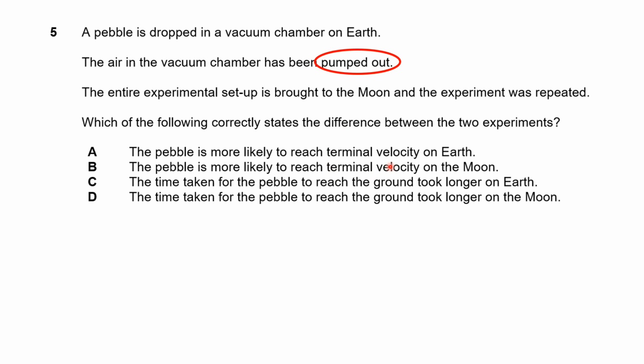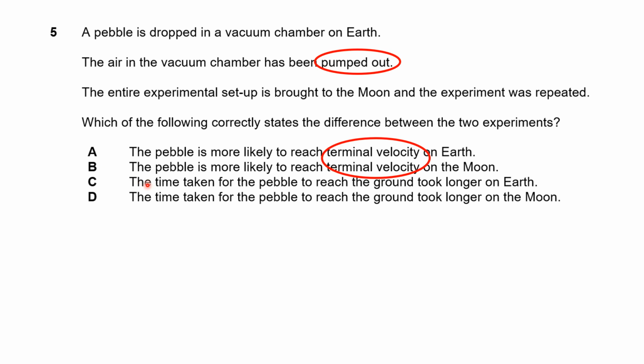So looking at our options here, you will notice that terminal velocity is mentioned. However, when you do not have air in free fall, you will not have terminal velocity, because terminal velocity is the maximum velocity of a falling object due to its weight being equal to the air resistance. Over here, there's no air resistance, so there is no maximum velocity. The pebble will continue accelerating as long as it has not hit the ground yet. So that is why options A and B are both wrong. The pebble is not going to reach terminal velocity on either the Earth or the Moon.